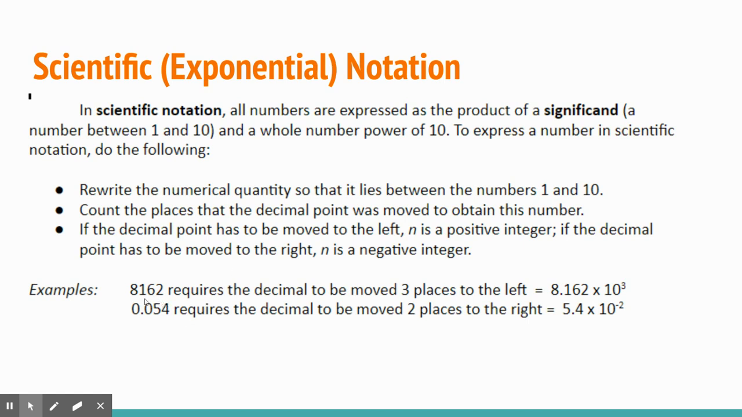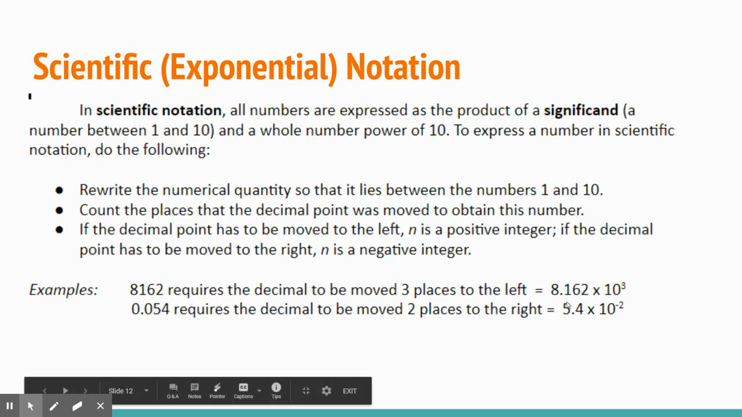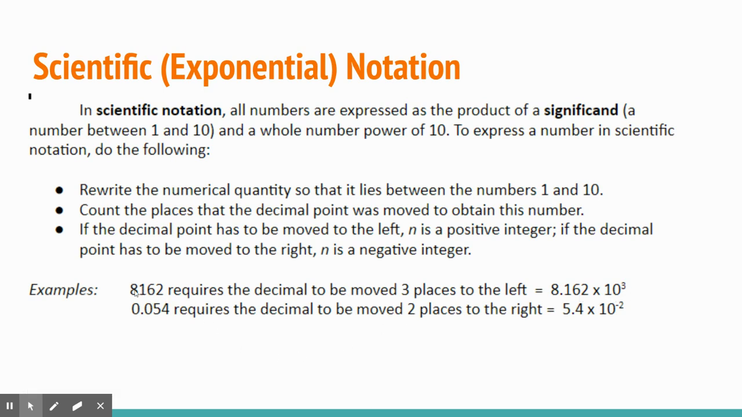So 8,162 requires the decimal to be moved 3 places to the left, because this is where a decimal place is if it is not written. So I would move 3 times to the left. This would be ordinary notation. This would be scientific notation. 8.162 times 10 to the third, because I moved to the left 3 times to get the significand between 1 and 10.